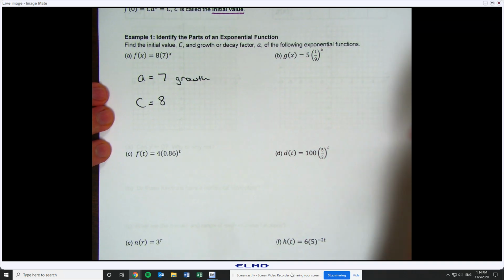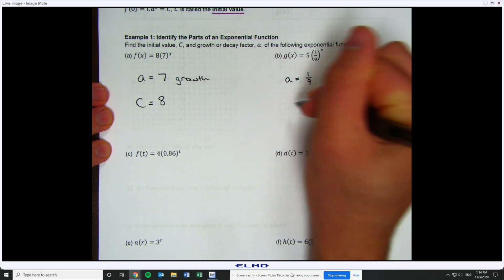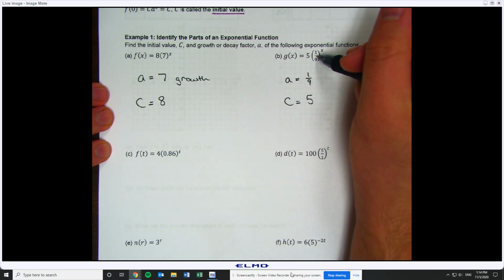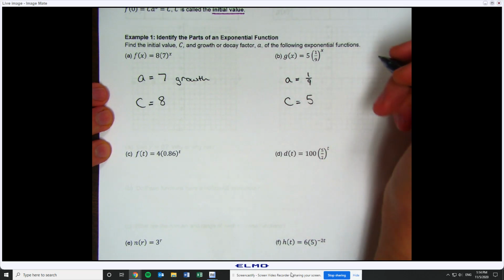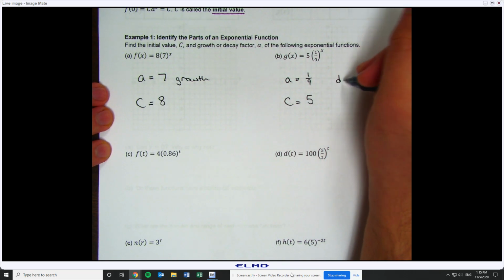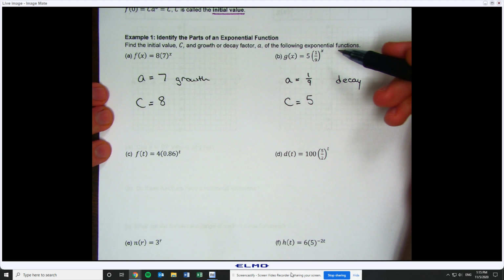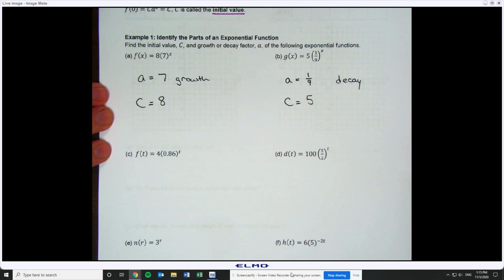Now, for the next one, my base a is 1 over 9. And my initial value c is 5. 1 over 9 had the exponent, 5 did not. Now right here, since 1 over 9 is a number that is less than 1, this one is a decay. We say it's a decay because every time I increase x, I'm multiplying by another 1 over 9. So 1 over 9 times 1 over 9 is 1 over 81. Sorry, blanked for a second there. So that's a smaller number. It's just going to get smaller and smaller and smaller.